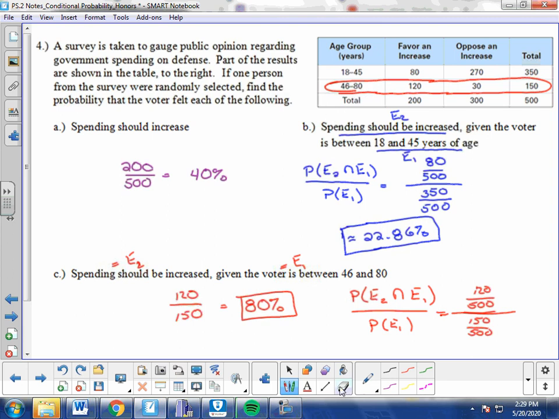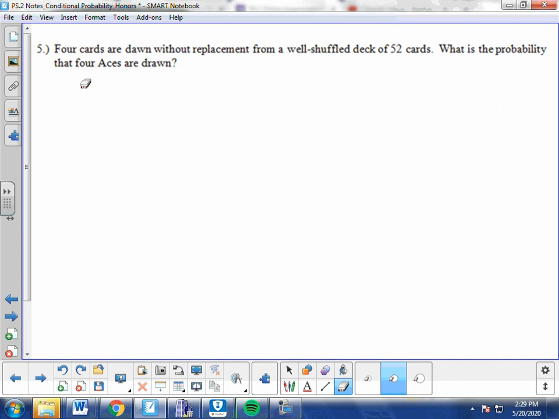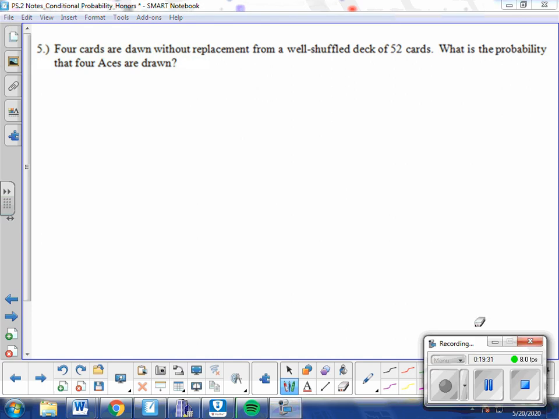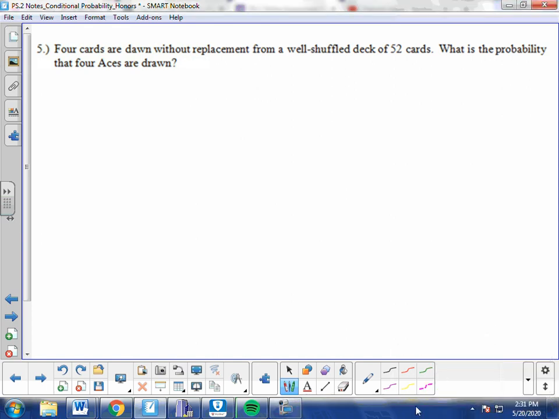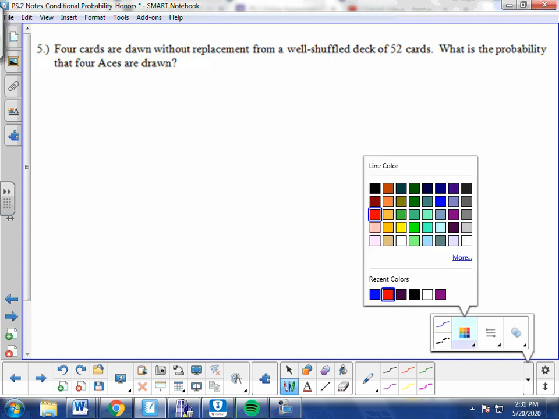Now, this concept can be extended a little bit. So we looked in these cases just at some examples where we only worked with 2 events. But if we take a look at problem number 5, we're dealing with more than 2 events. We're going to deal with 4 total events. So in problem 5, it says 4 cards are drawn without replacement from a well-shuffled deck of 52 cards. So we're drawing a card, then keeping it, drawing another, and so on and so forth. What is the probability that four aces are drawn?